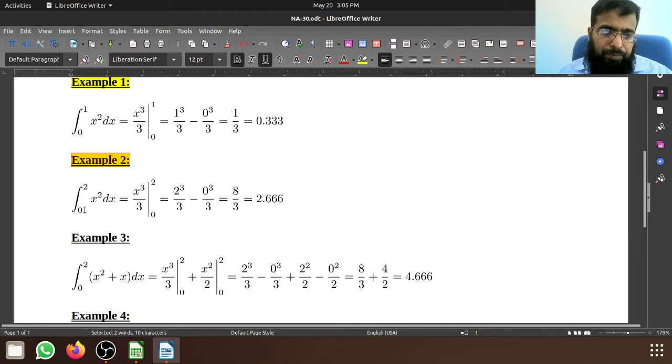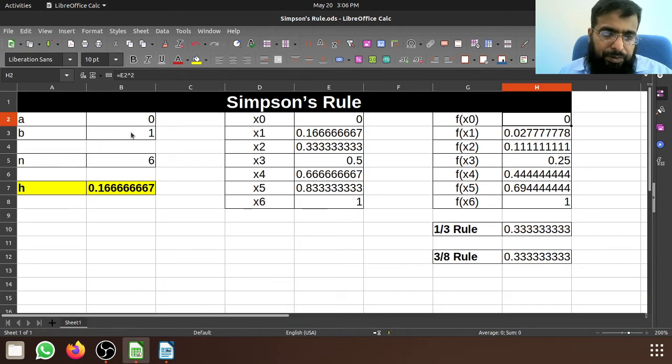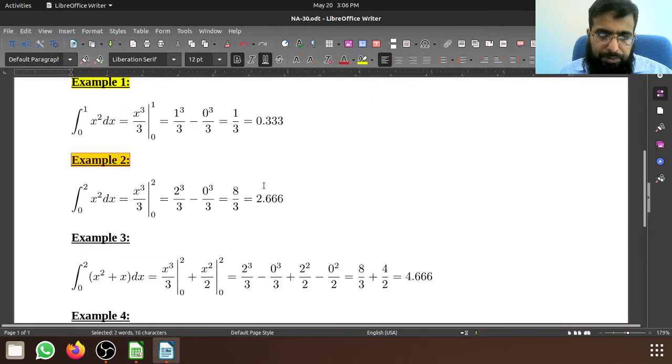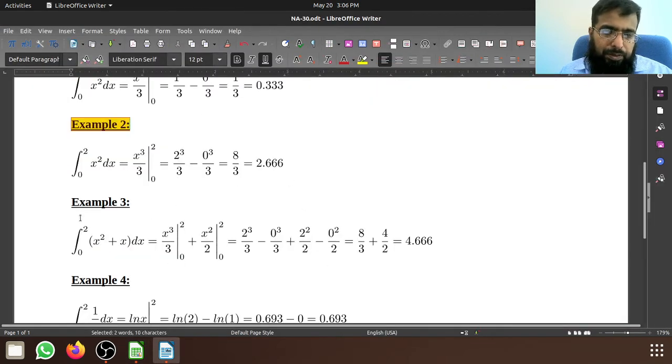Example number 2, that is x squared, but now the limits are 0 to 2. F of x is the same, but now the limits are 0 to 2. The answer should be 2.66. Let's see. 0 to 2. The formula f of x remains the same, and 2.66. Wow, you get the answer, 2.66. This one, right? Let's move on to the third example.